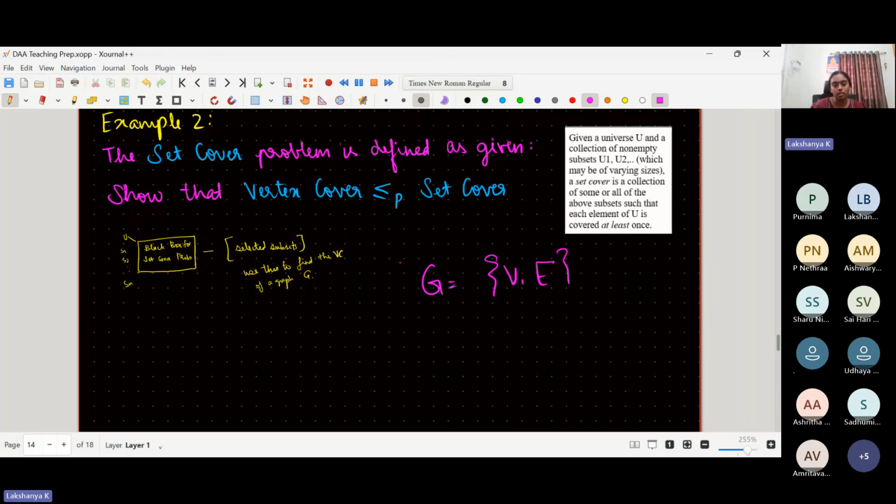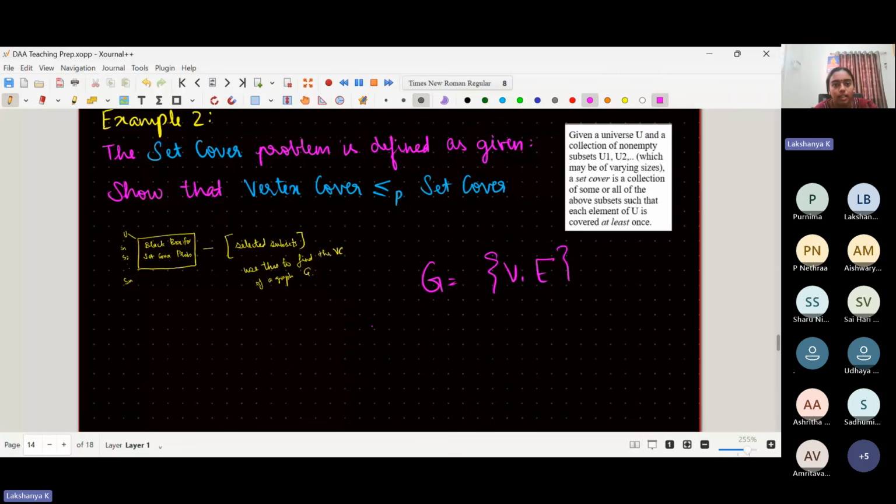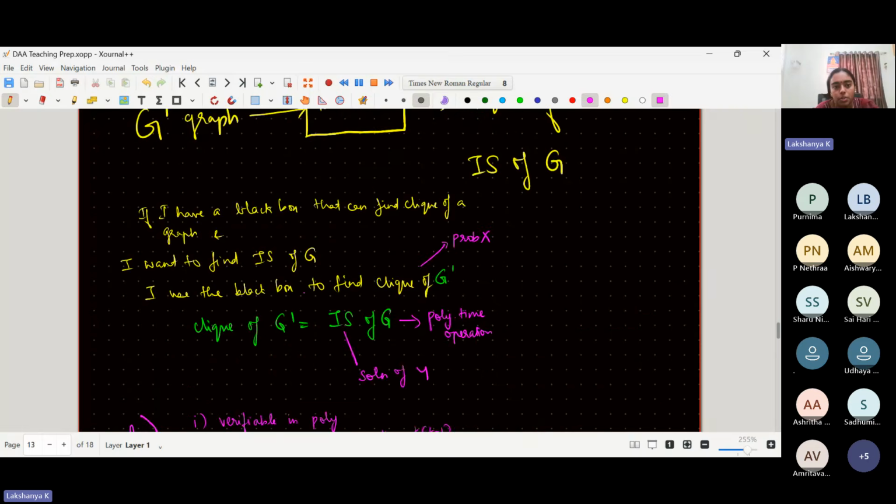The vertices are the universal... very good, correct. So let's say you have... no, okay, wait, vertices are... no, not exactly. Good try. You were very close, but not exactly.